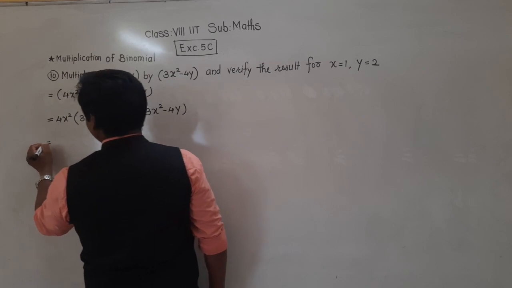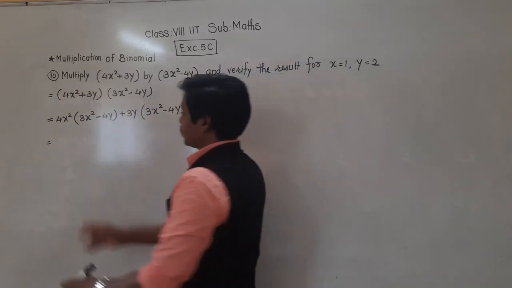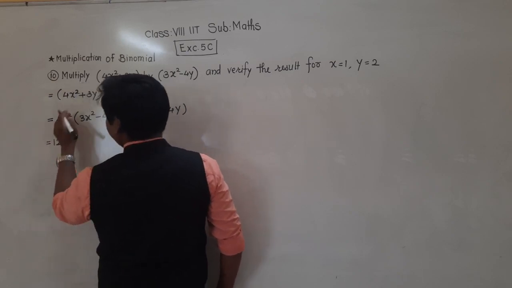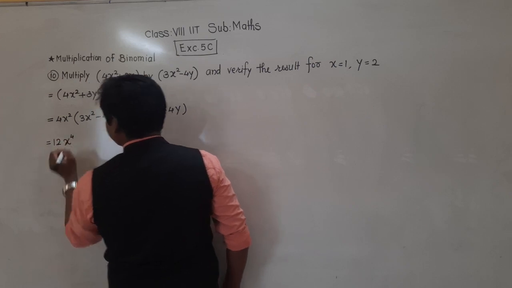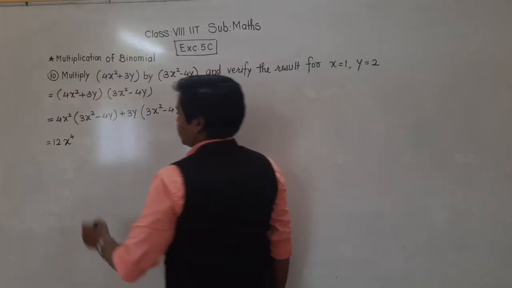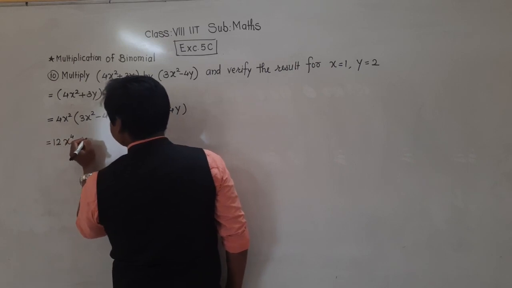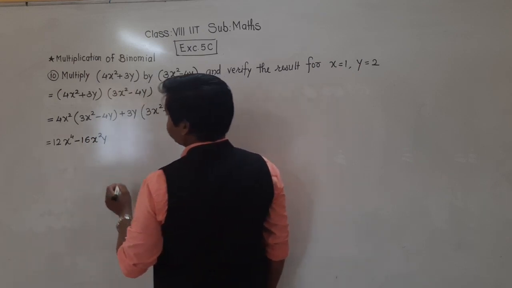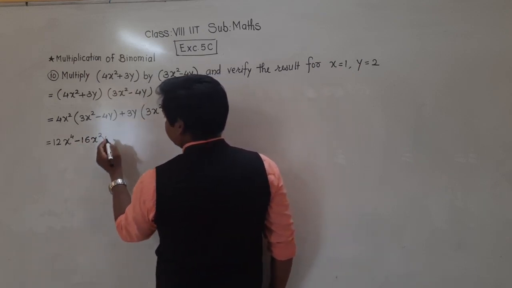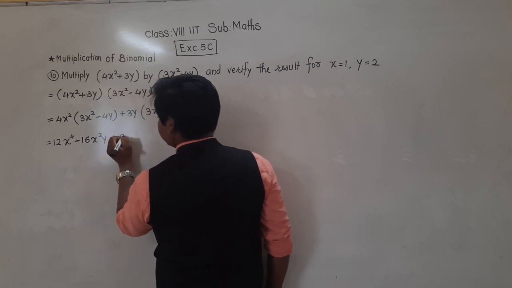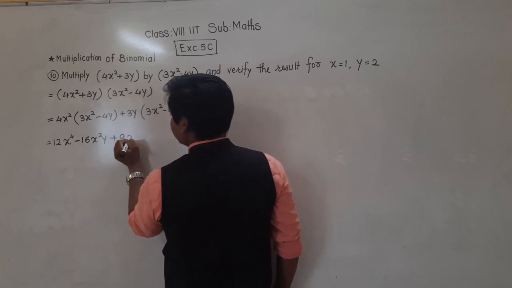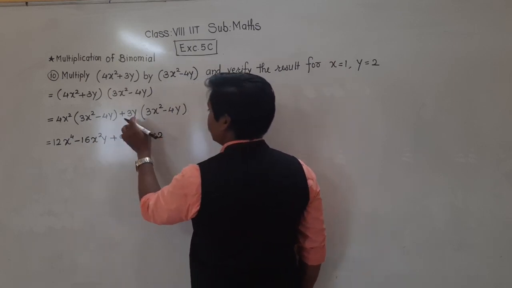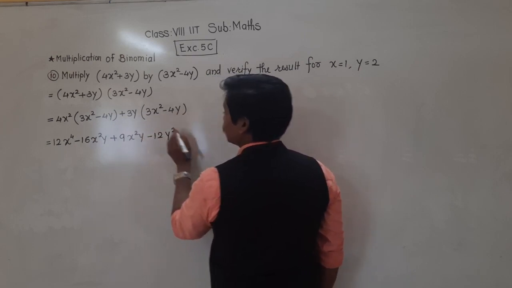Okay. Now as usual, multiply. 4 3s are 12, x square into x square, x raised to 4. Okay, 4 into minus 4 is minus 16, x square into y, x square y. Over this now second, 3 into 3 is plus 9 and y into x square y, plus 3 into minus 4 is minus 12 y into y square.